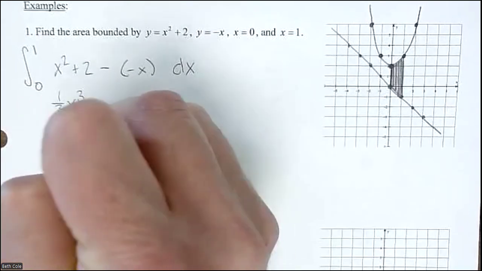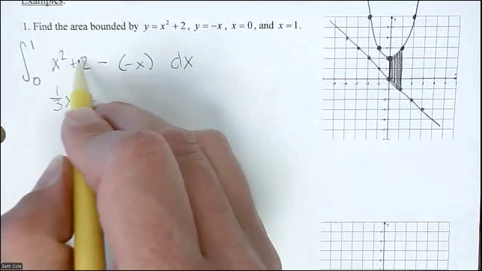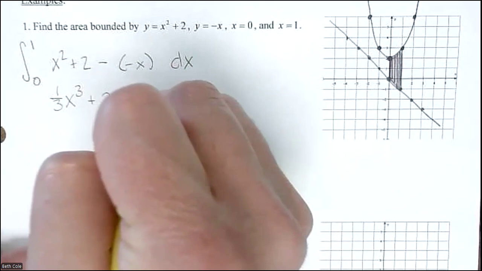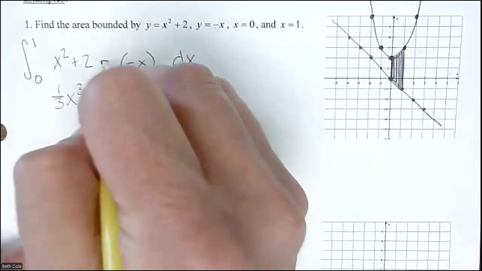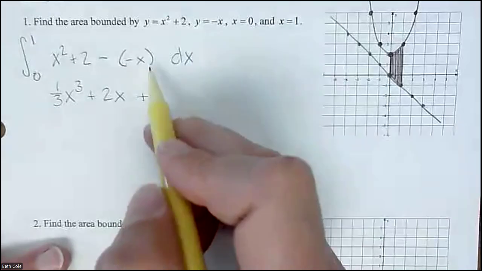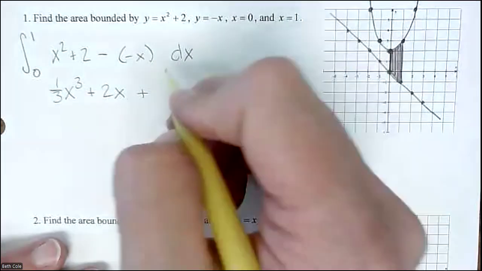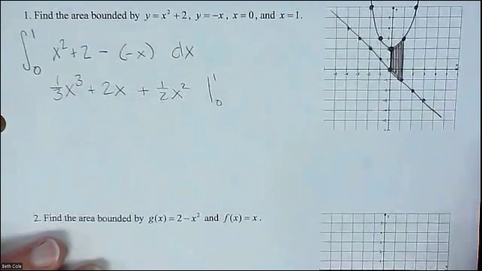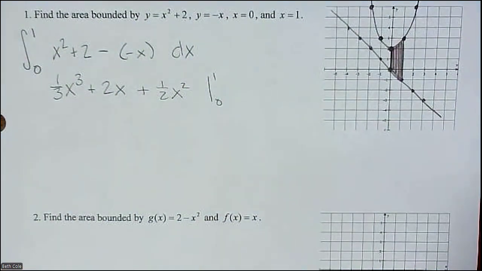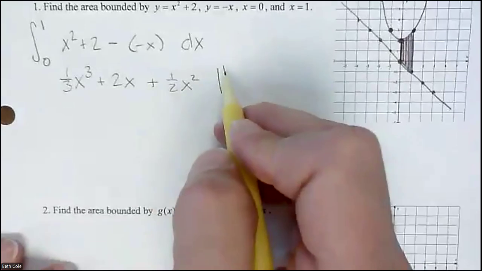1/3 x cubed, good. Plus the antiderivative of just 2x. Now, do you see how these negatives would cancel? Yes, okay, so plus, and then what's your antiderivative of just x? x squared. Good job. Such that 0 to 1. Now it's upper minus lower, but I'm not going to bother plugging in 0. Why not? They would just all be zero. It's there, we're just not going to write it, okay? So let's plug in 1.